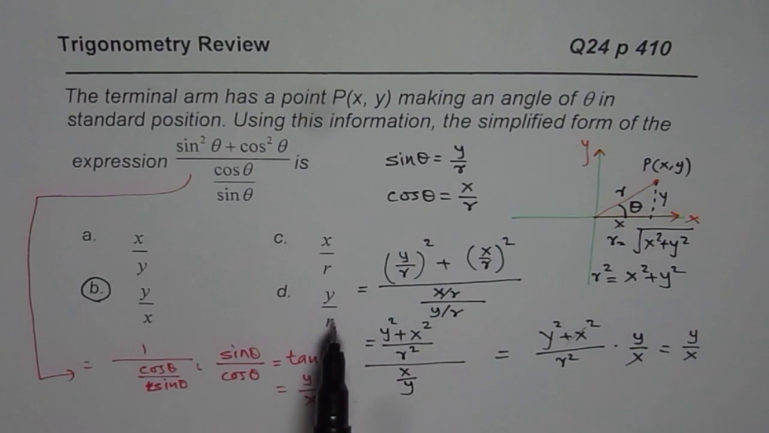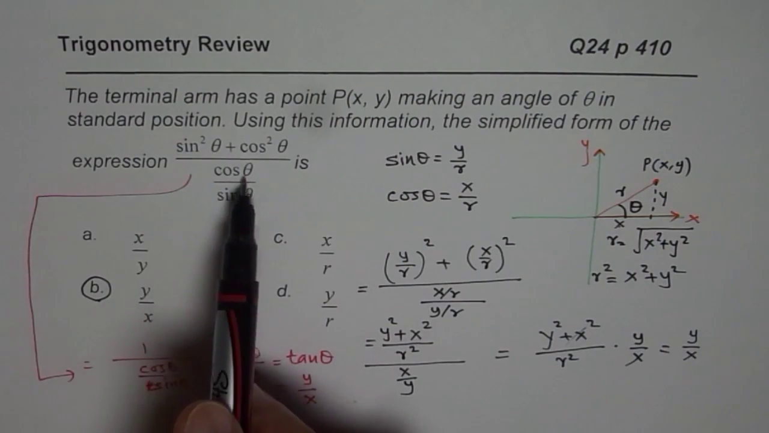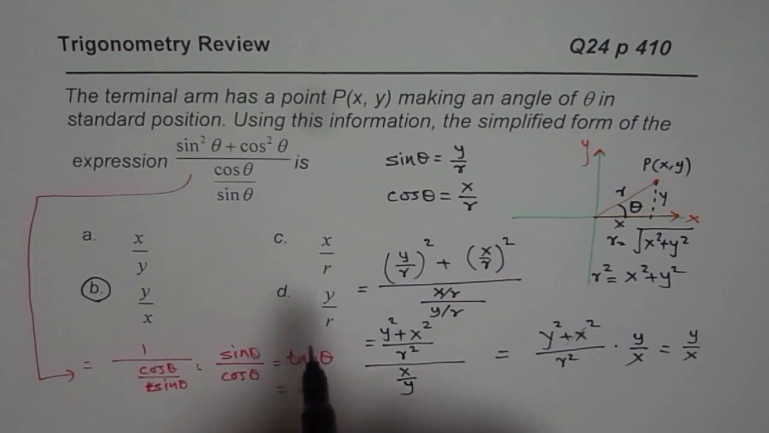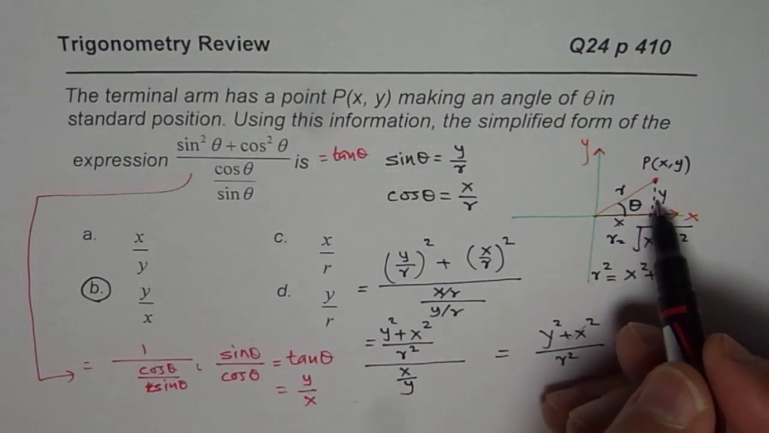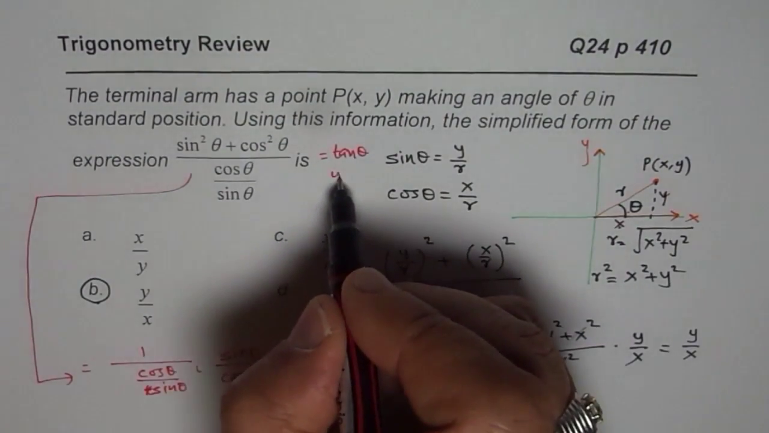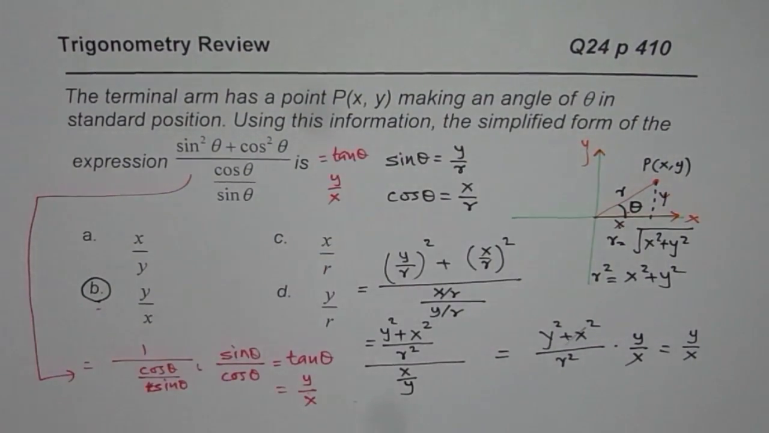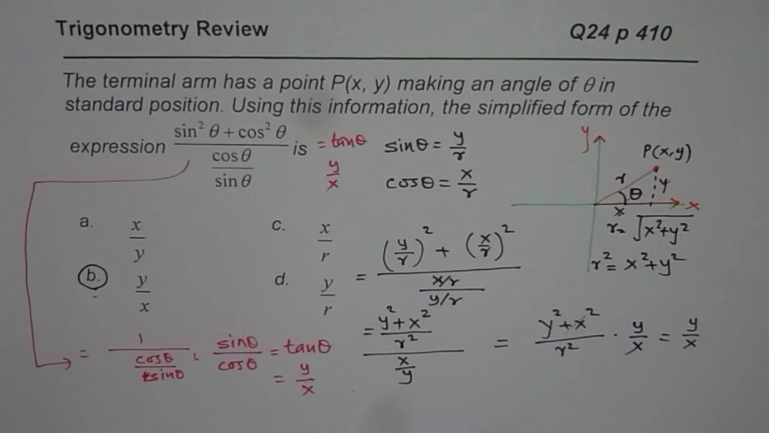In a multiple choice question, I think this is a far better approach than going the other way, right? So that is my recommendation. Simplify your expression. Once you simplify, it is equal to tan theta. And in any position, tan theta will be opposite side over adjacent, so y over x is your solution. You get option B. So that really saves a lot of time, and that's the whole point of discussing this question here. I hope it really helps. Thank you and all the best.